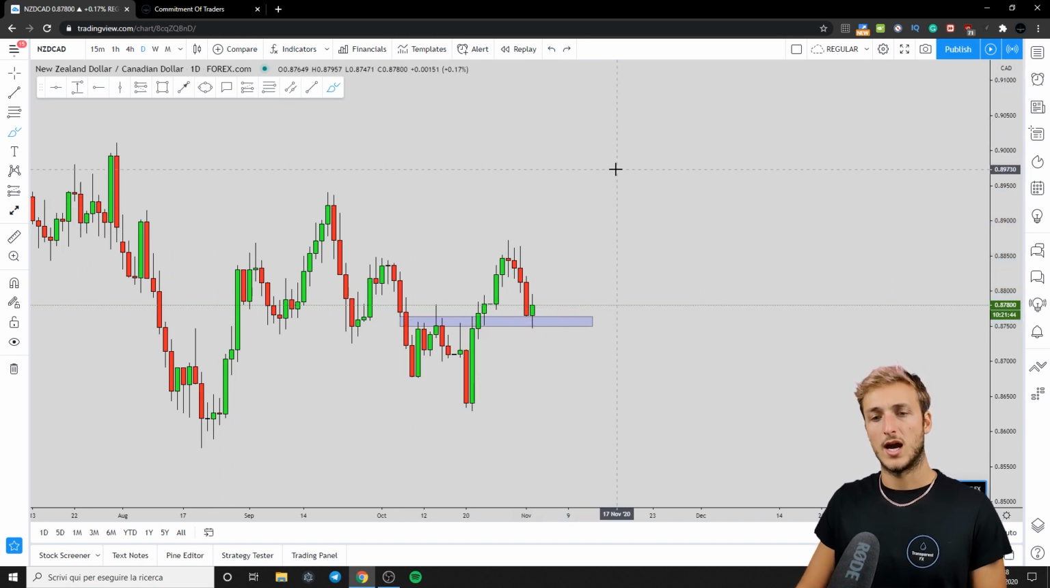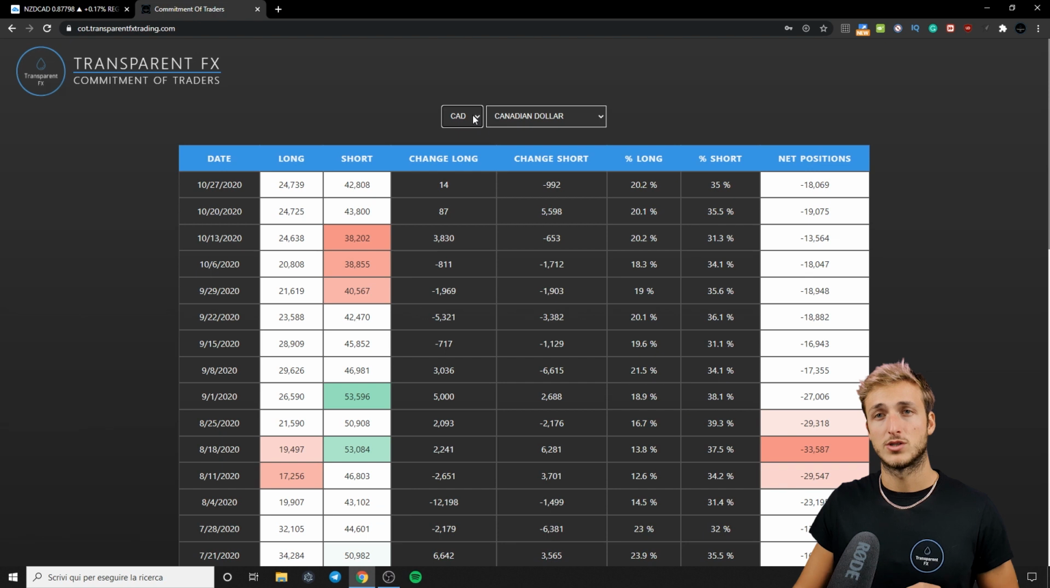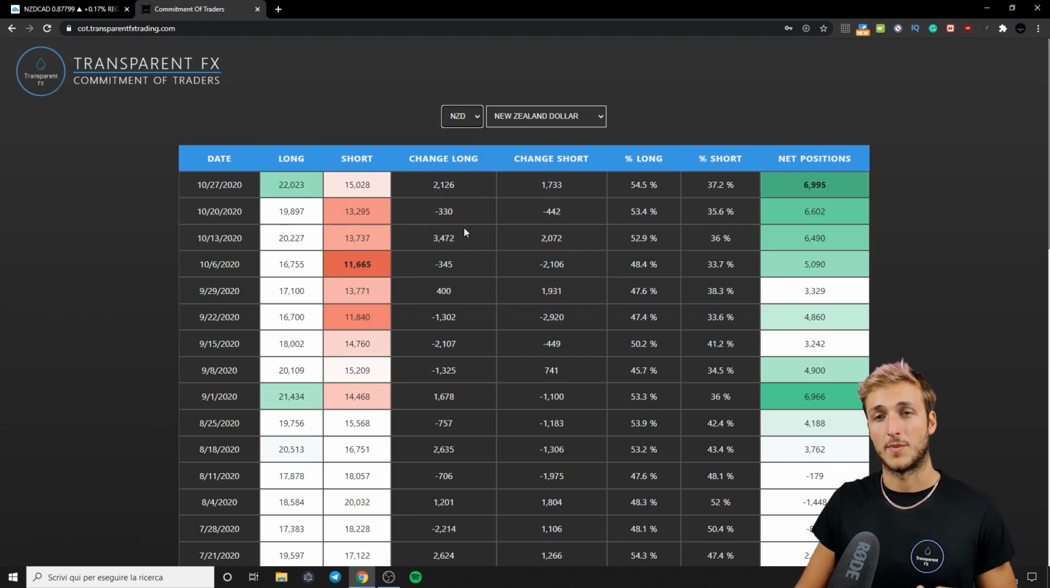Now, before I show you how we will be approaching this kind of situation with students for a trading opportunity, let's first go and give a quick check at what we have from a COT perspective on the NZD and on the CAD. So what hedge funds are currently doing on these two currencies. Now, from an NZD perspective, we can see that net positions have been increasing lately.